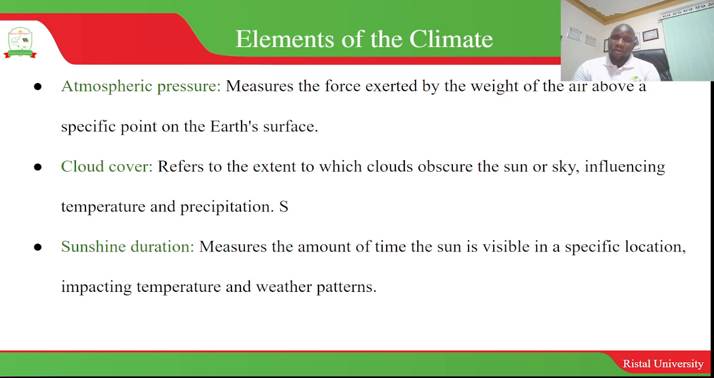So when we talk about sunshine duration, we are basically referring to the amount of time that the sun is actually visible in a particular location. This has influences on temperature and the weather patterns. Some places can actually go for longer periods without seeing the sun.